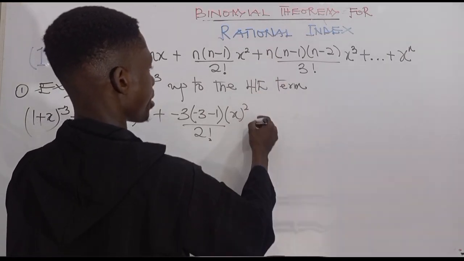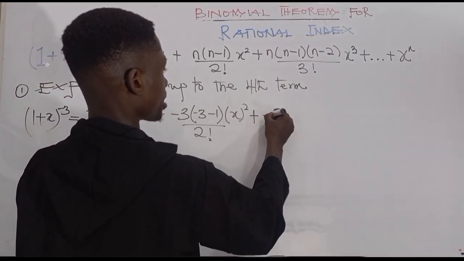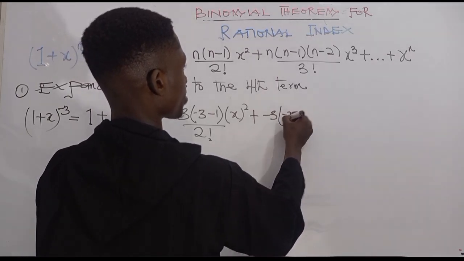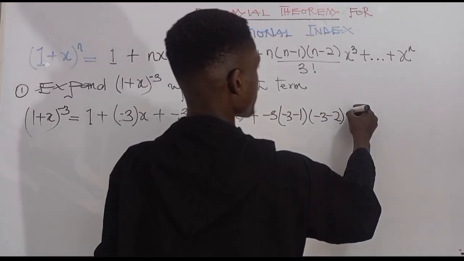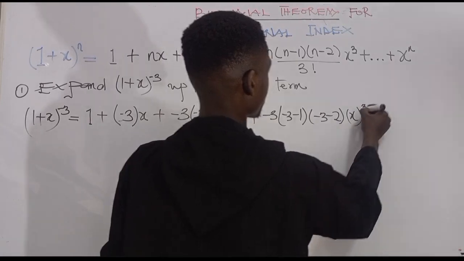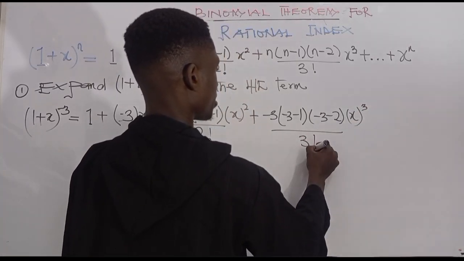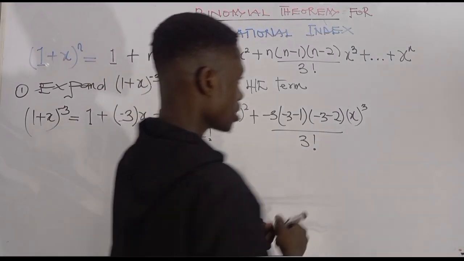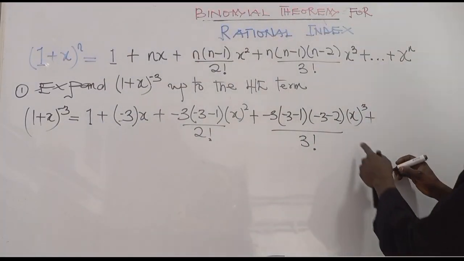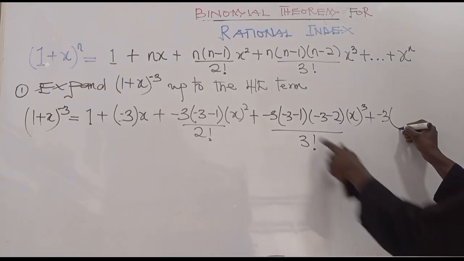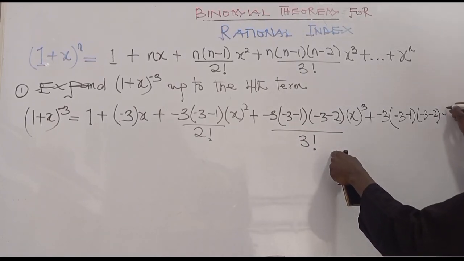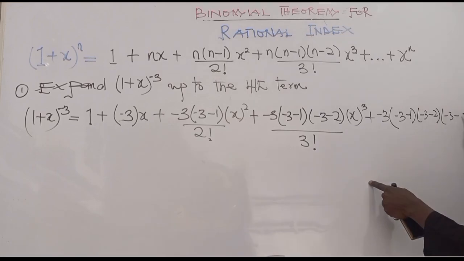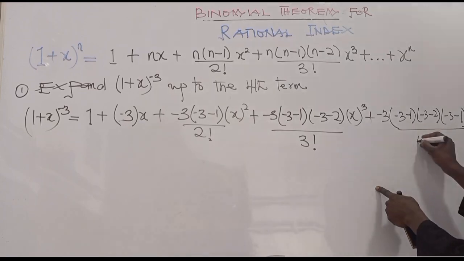Then we have our n is negative 3, we have negative 3 minus 1, negative 3 minus 2, and then we have our x is still x, all over 3 factorial. Now we have negative 3, negative 3 minus 1, negative 3 minus 2, negative 3 minus 3, all over 4 factorial.